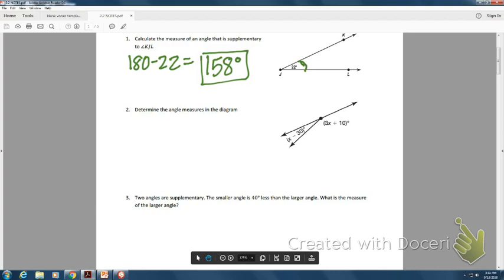Number 2, determine the angle measure in the diagram. What do we know about those two angles? They're supplementary. So how would you solve for x? Add them together and equal them to 180. Very good. You do not set them equal to each other. They are not congruent angles, they are supplementary angles. Combine your like terms.